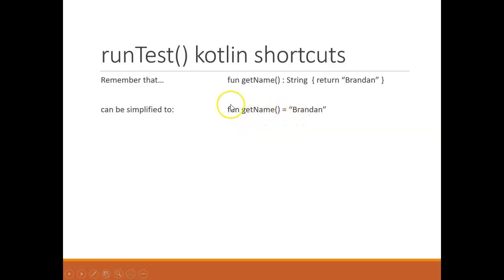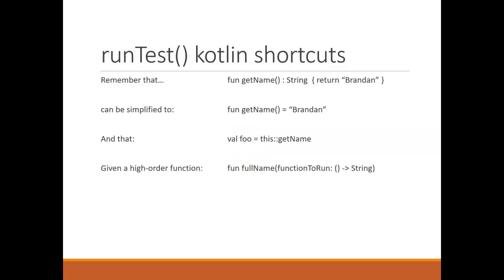Just a shortcut where we can declare a function, and if it returns something simple, we'll use the assignment operator, and then whatever it returns, and it just takes away all that extra syntax. Now, let's also remember that Kotlin is a functional programming language, and so we can take functions and assign them to variables. So this getName is assigning the getName function to the variable foo. Remember also that Kotlin has the concept of higher-order functions, which is where you can have a function that accepts another function as a parameter.